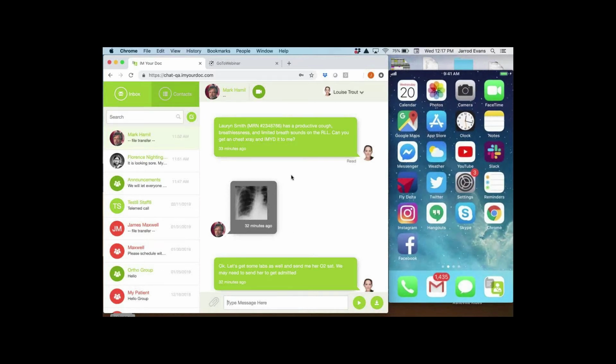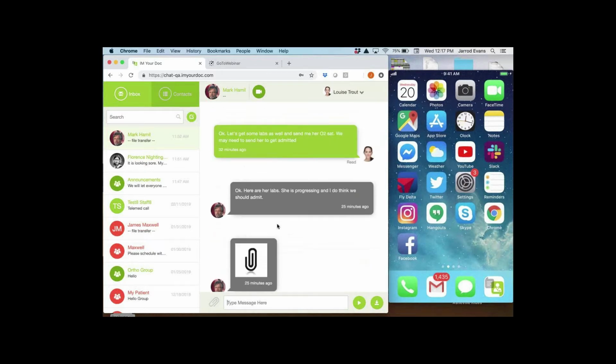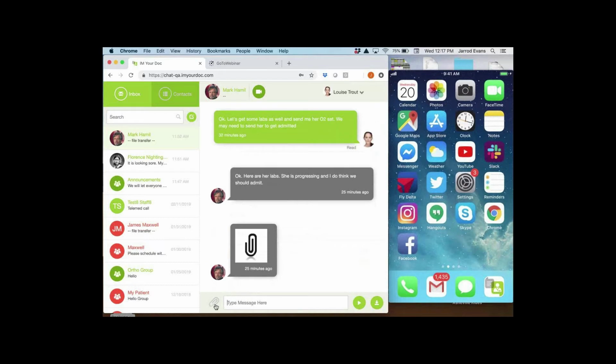So a good example of a conversation that might happen between clinicians is that there's limited breath sounds, there's a right lower lobe problem. Obviously, this can be any sort of clinical situation. You need to talk about it. An X-ray is sent, and then they ask for labs as well. So on I'm Your Doc, you can actually send labs and other documents. You can see patient schedules. If you're rounding at the hospital, you can send patient information because, again, it's all compliant.